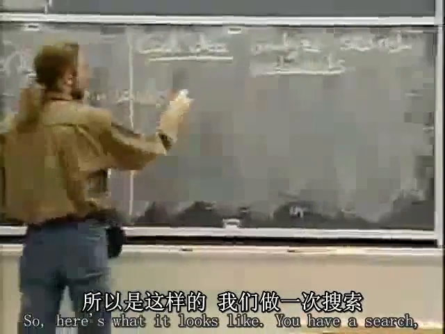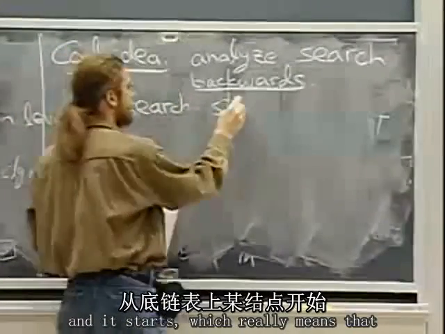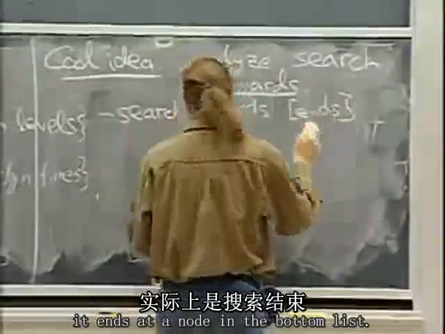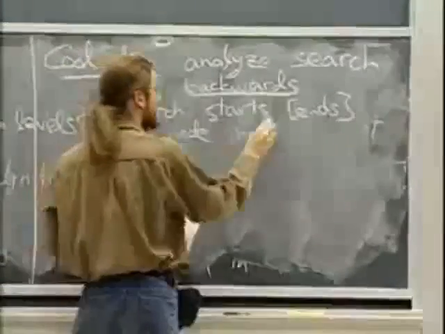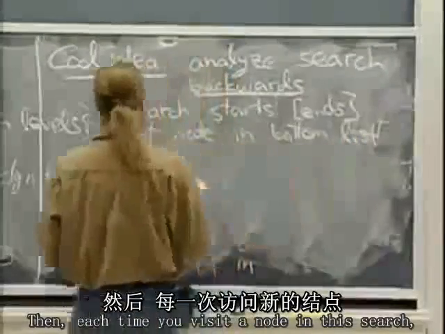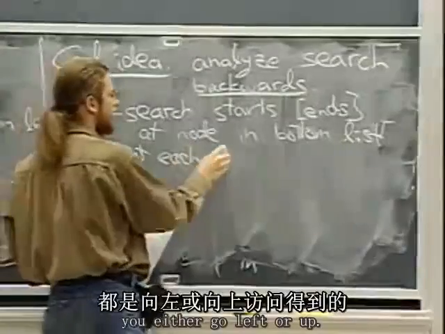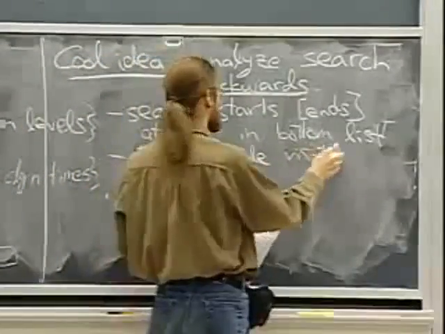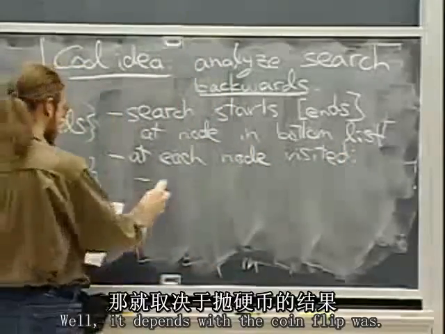So here's what it looks like. You have a search, and it starts, which really means that it ends, at a node in the bottom list. Then each time you visit a node in this search, you either go left or up. And when do you go left or up? Well, it depends what the coin flip was.